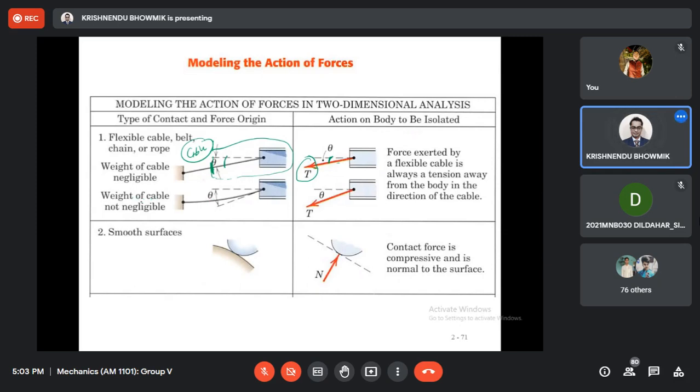Now, I have not considered the weight of the cable. If there is some weight, we have to consider that weight also in the vertical direction, like W or mg, whichever way you want to give it. So for a smooth surface, this is a roller type of surface. If you draw one tangent and one normal, this is called tangent and this is normal. So along that normal direction.